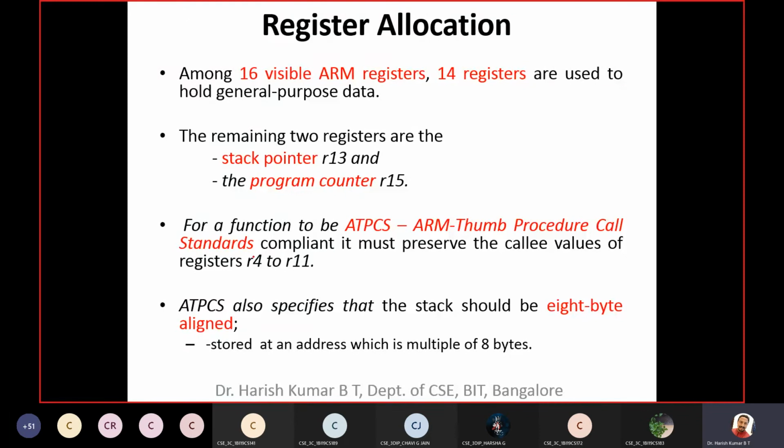The ARM Thumb procedure call standards, ATPCS. This standard says that whenever you call a procedure, the registers R4 to R11 must be preserved. It also says that whenever you are using a stack, the stack must be 8-byte aligned. That means you push elements onto the stack at addresses which are multiples of 8 bytes. Whenever you push a new element to the stack, it always gets stored at an address which is a multiple of 8. That is what 8-byte aligned memory is.